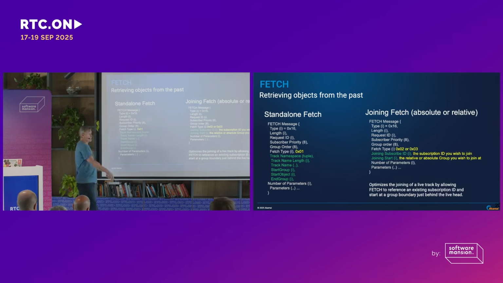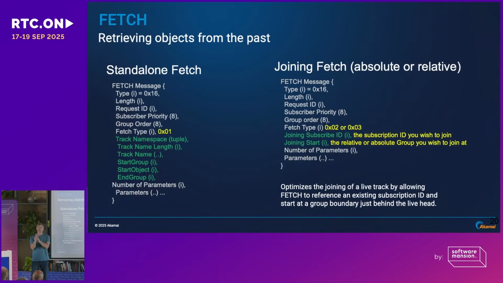We have a thing called a joining fetch, which is a little more complex. It's where I want to stitch together stuff in the future with stuff in the past. And you might say, why do I want to do that? But that's actually the normal joining case for segmented media. I want to join a stream at the last keyframe that was sent out. So I want to go back a little bit in time to the last keyframe. So what I do is I subscribe to the future, and then I say, by the way, make me a fetch that starts at the last keyframe and attaches itself to the front of that subscription, and do that for me. So I get seamless video, and I don't get competition on the wire between my fetch and my subscribe response.